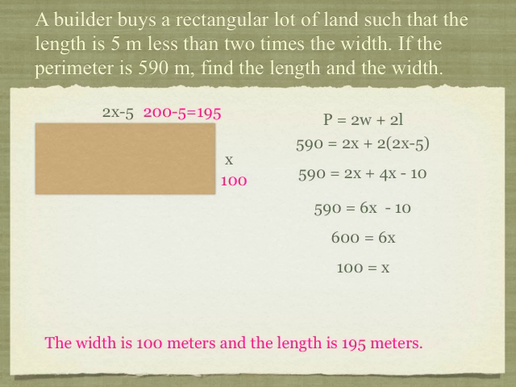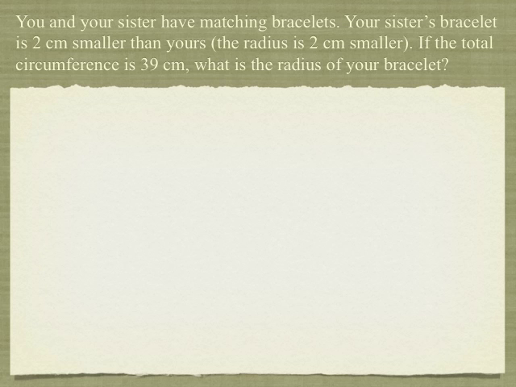Okay, going on to the next problem. See if you can do this one on your own. Pause the video, work it on your own, and then you can come back and restart. Okay, you and your sister have matching bracelets. Your sister's bracelet is 2 centimeters smaller than yours, meaning the radius is 2 centimeters smaller. There's several ways that could be interpreted, so we're going to say it's the radius. If the total circumference is 39 centimeters, what's the radius of your bracelet?